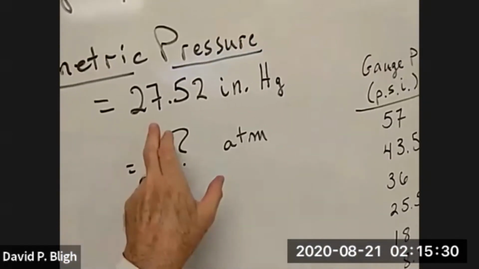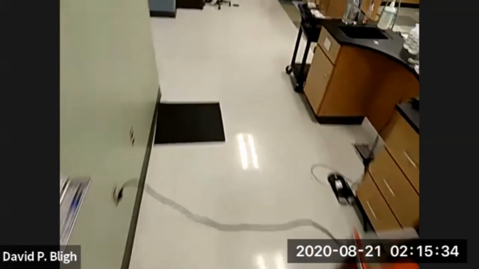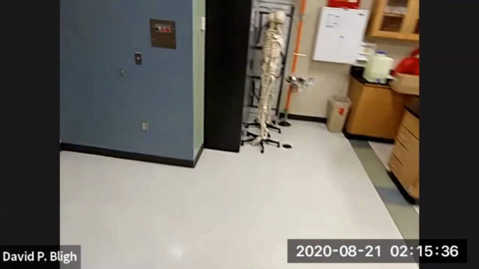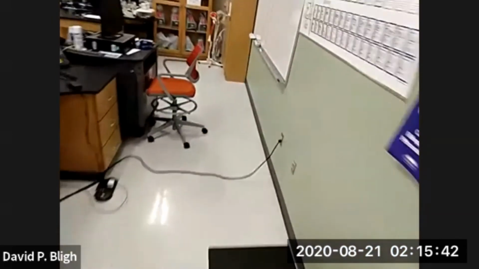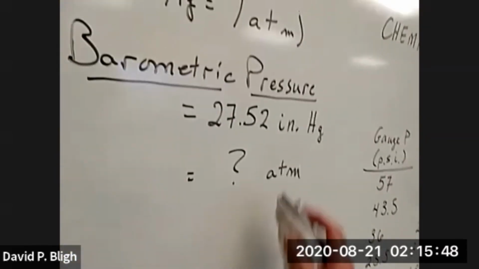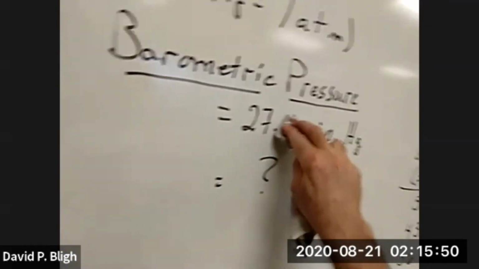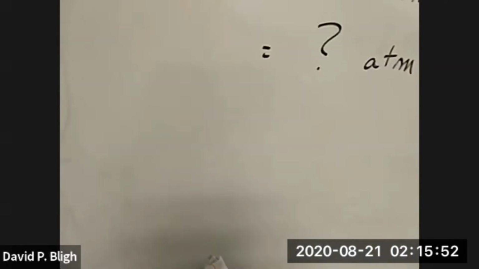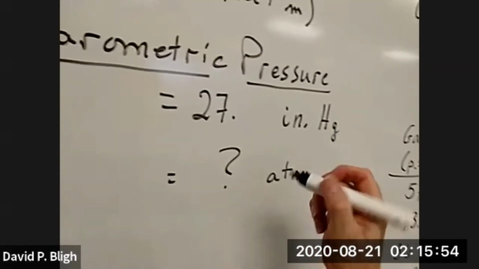And that pressure, now I better check, that was measured several minutes ago. Let's see if it's changed. 27.52, 27.49. So we need to change that. Pressure has gone down. So what does that mean? That means we got bad weather on the way, right? Anybody who knows how to read a barometer.